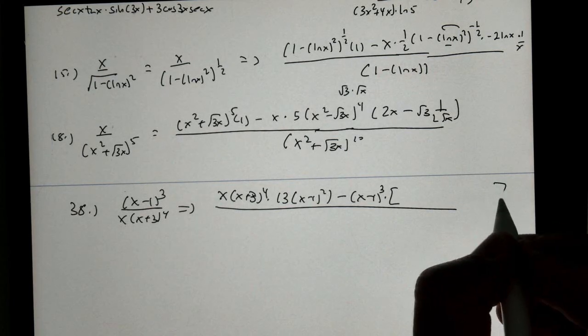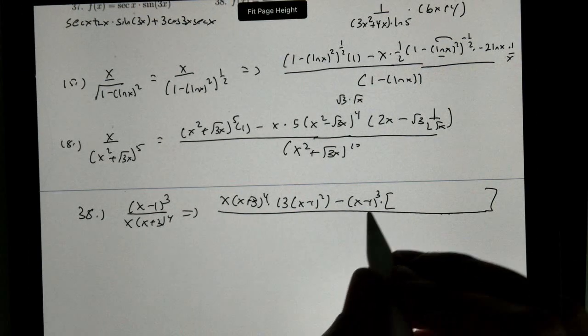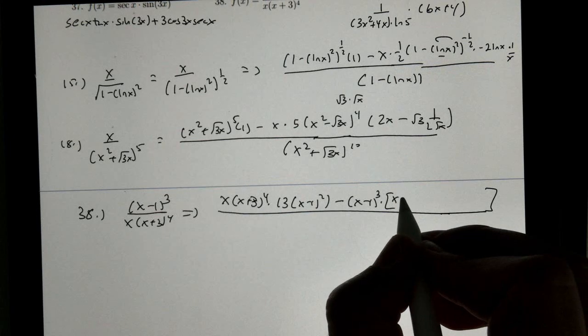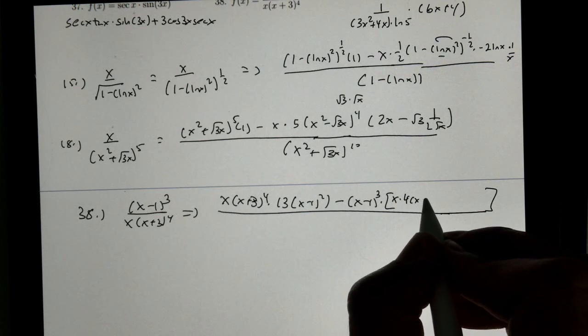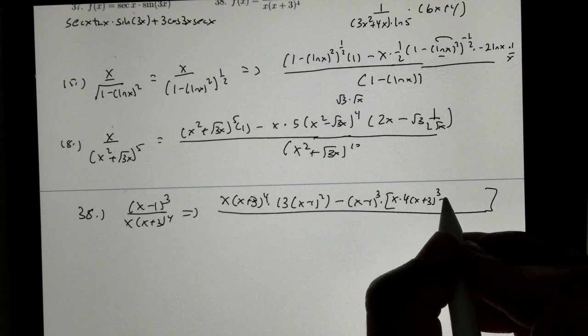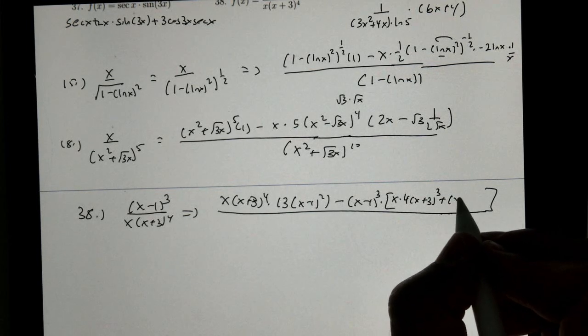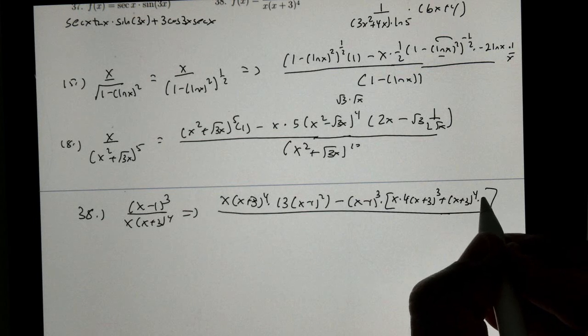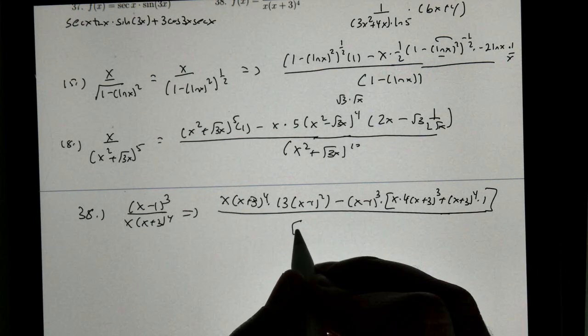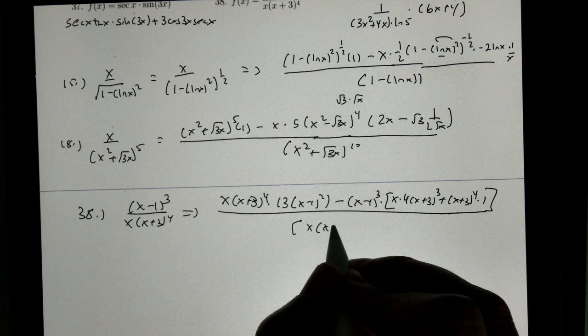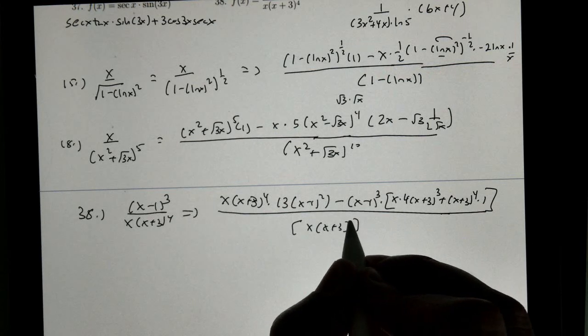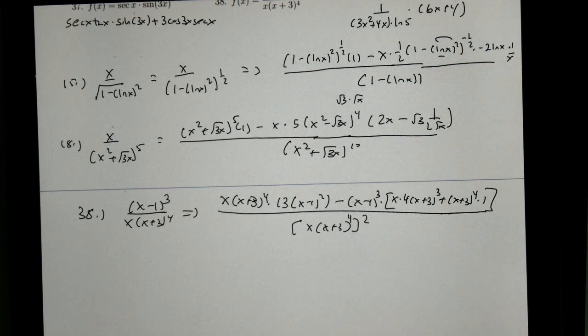When I do the derivative of the bottom, though, I got a product rule. So the first times the derivative of the second, which is 4x plus 3 cubed, chain rule is just times 1, plus the second, x plus 3 to the 4th times the derivative of the first, which is 1, all over the bottom squared. x times x plus 3 to the 4th squared, and there's your derivative.